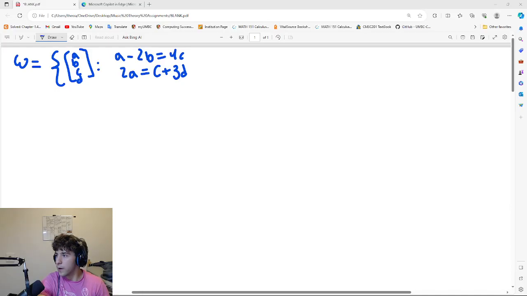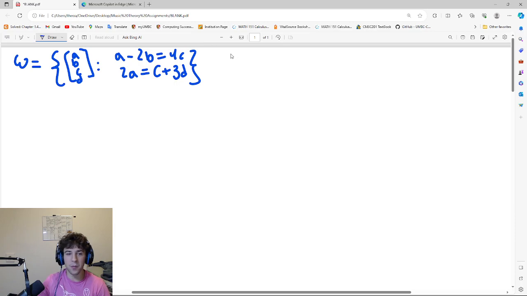Okay, so today we're going to be doing vector spaces, and we're going to be determining whether the set is a vector space or not. So the first thing we want to do whenever we have a question like this, we see we have a set of 4 variables. We have a minus 2b equals 4c, 2a equals c plus 3d.